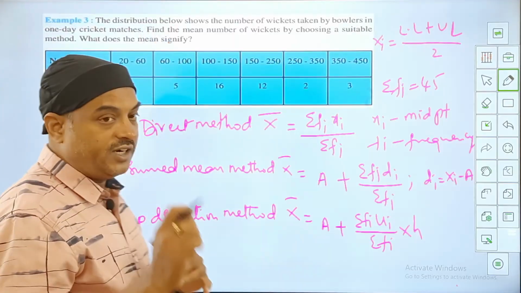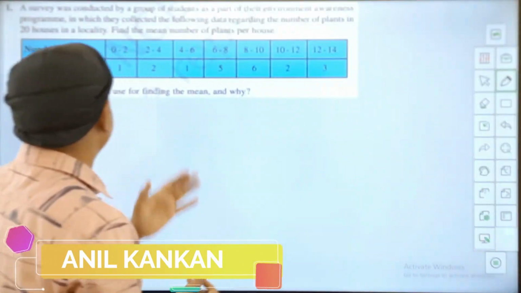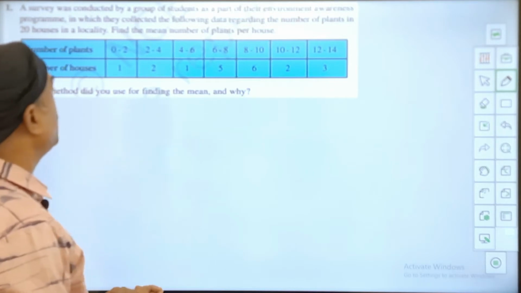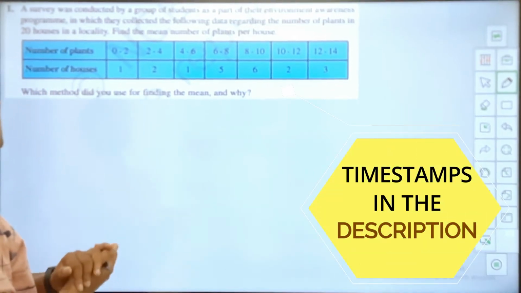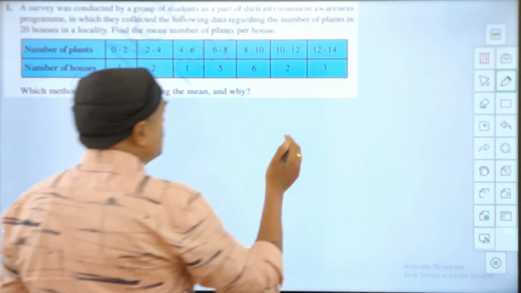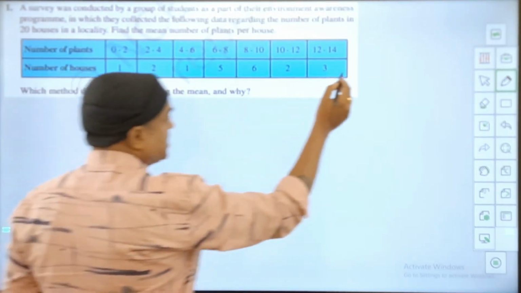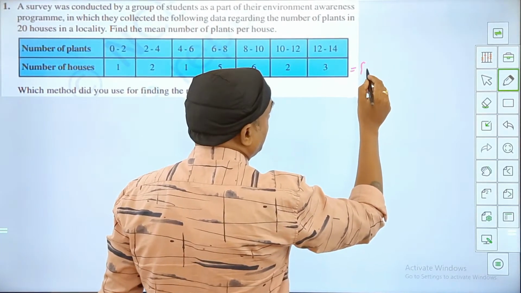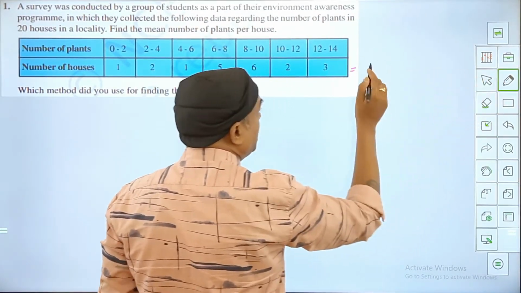Let us start with the first question of the given exercise for you all. Okay, so this is the question, friends. A survey was conducted by a group of students as a part of their environmental awareness program, in which they collected the following data regarding the number of plants in 20 houses. So blindly I can say, the number of houses is given over here. So when I do summation of Fi, friends, this will definitely be 20.